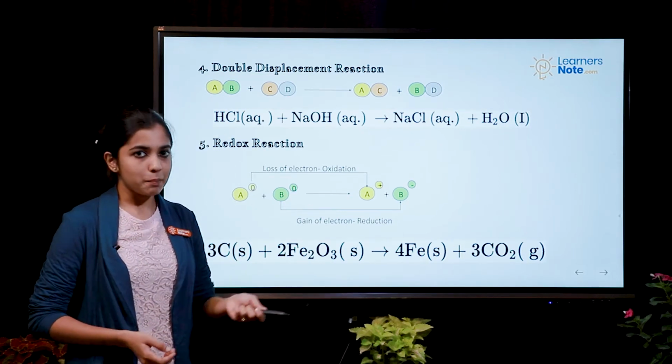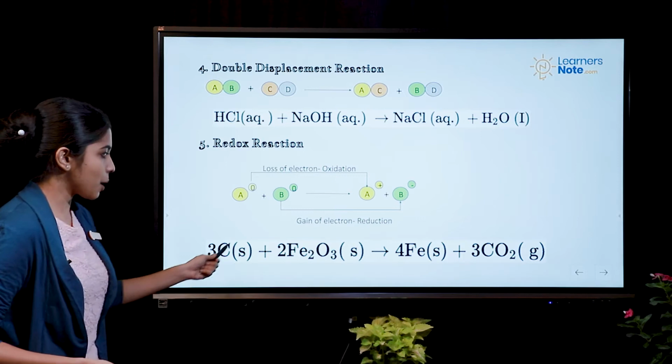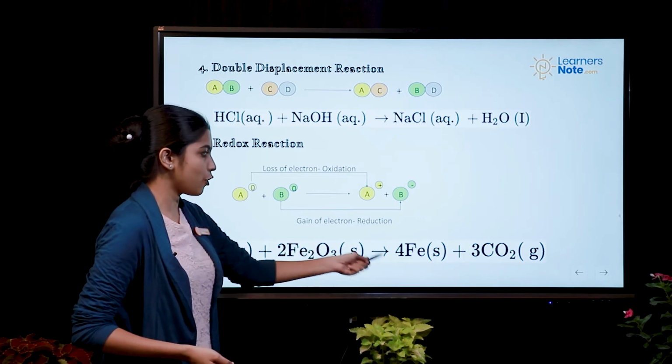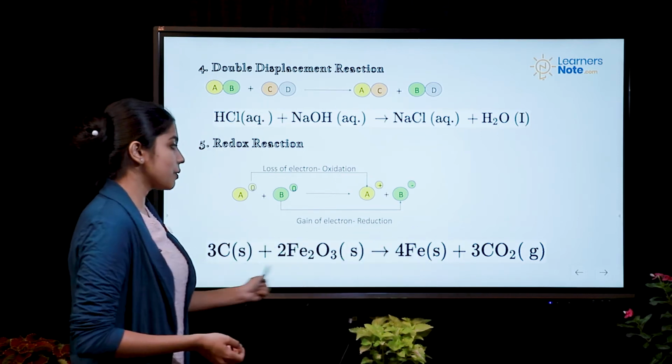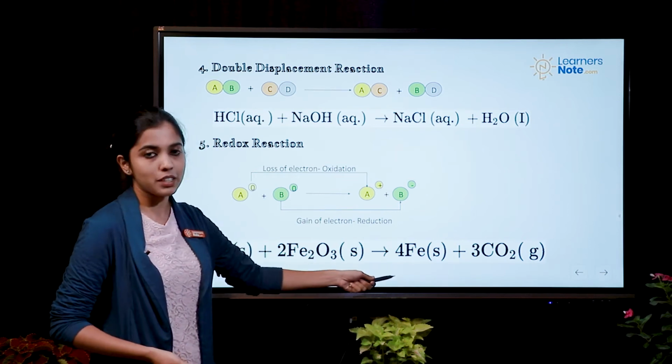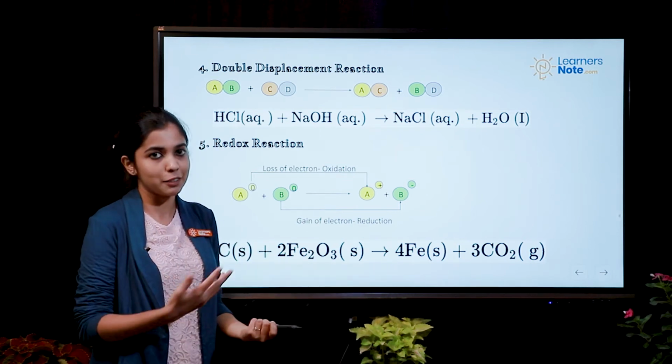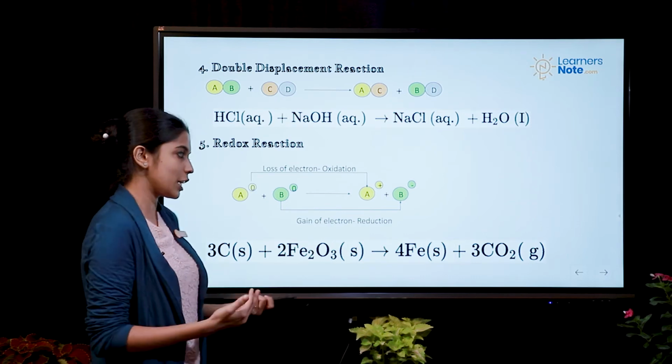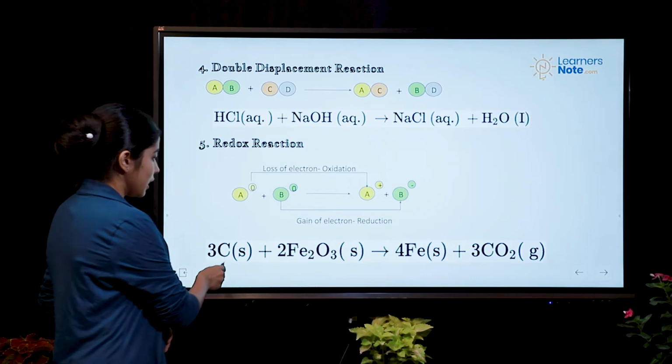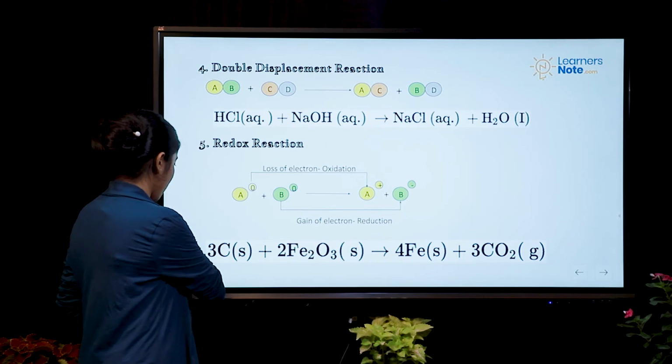Now we will see an example of a redox reaction. Here you have carbon and an iron oxide reacting to form iron and carbon dioxide. This is a very simple equation, and just by looking at it, you can identify where oxidation and reduction are taking place. Here you can see the reactants are carbon and iron oxide.